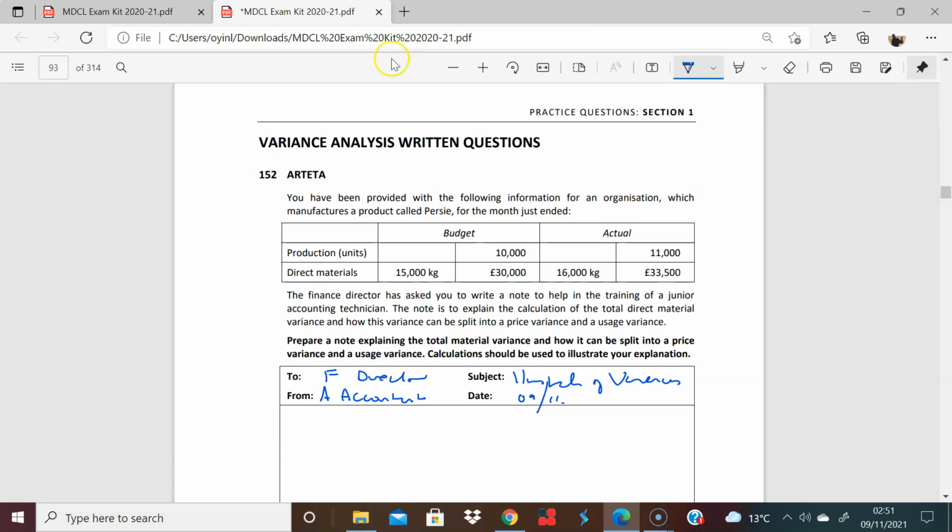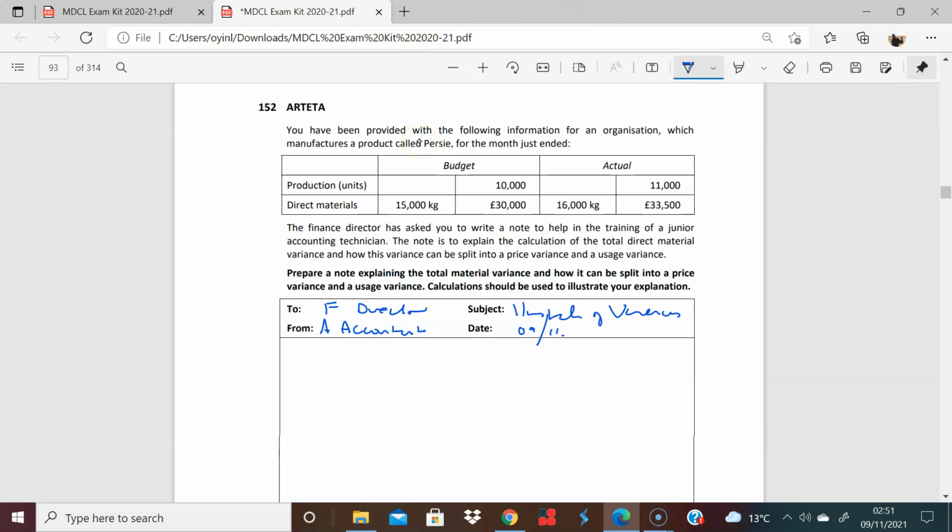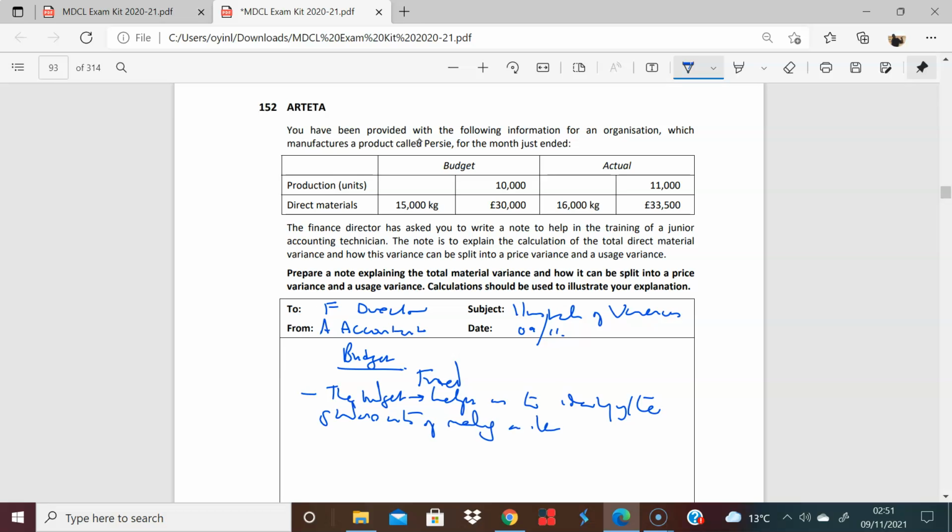So the first thing we want to do is some calculations and highlight. What you want to be clear about with the examiner, to get all the marks, is to first of all highlight that this is a budget, and that the budget helps us to identify the standard costs. This is a fixed budget that helps us to identify the standard costs of making an item. That's the first point.